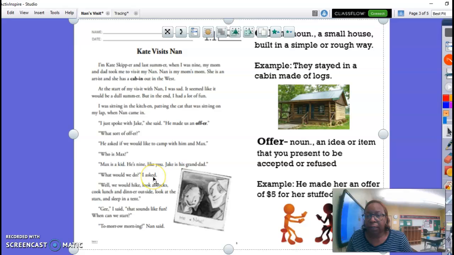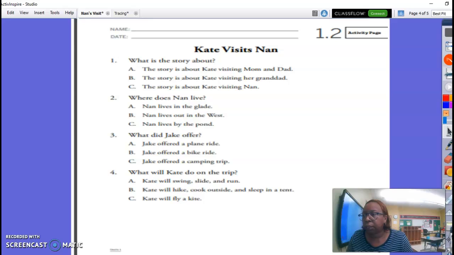What will we do? I asked. Well, we would hike, look at rocks, cook lunch and dinner outside, look at the stars, and sleep in a tent. So this is all the things that they would do when they go camping. Gee, I said, that sounds like fun. When can we start? Tomorrow morning, Nan says. So that's the end of our story.